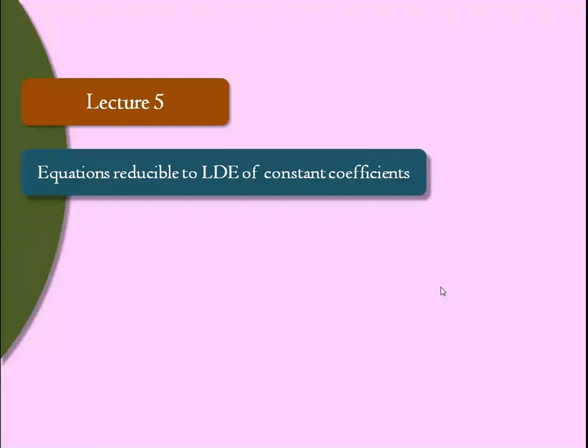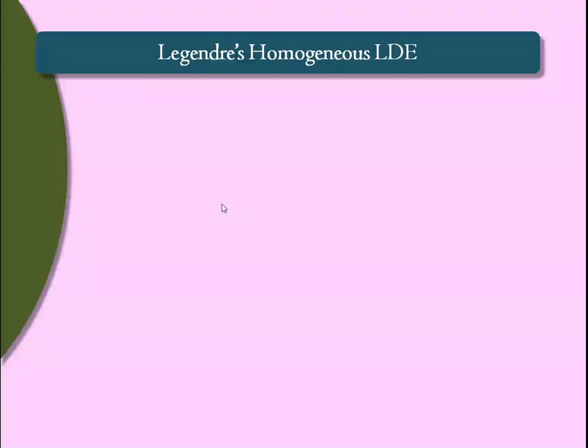There are some particular types of equations that are reducible to linear differential equations, and we are going to see those types one by one. Mainly there are two types of equations which are reducible to linear differential equation. The first type is Legendre's homogeneous linear differential equation.